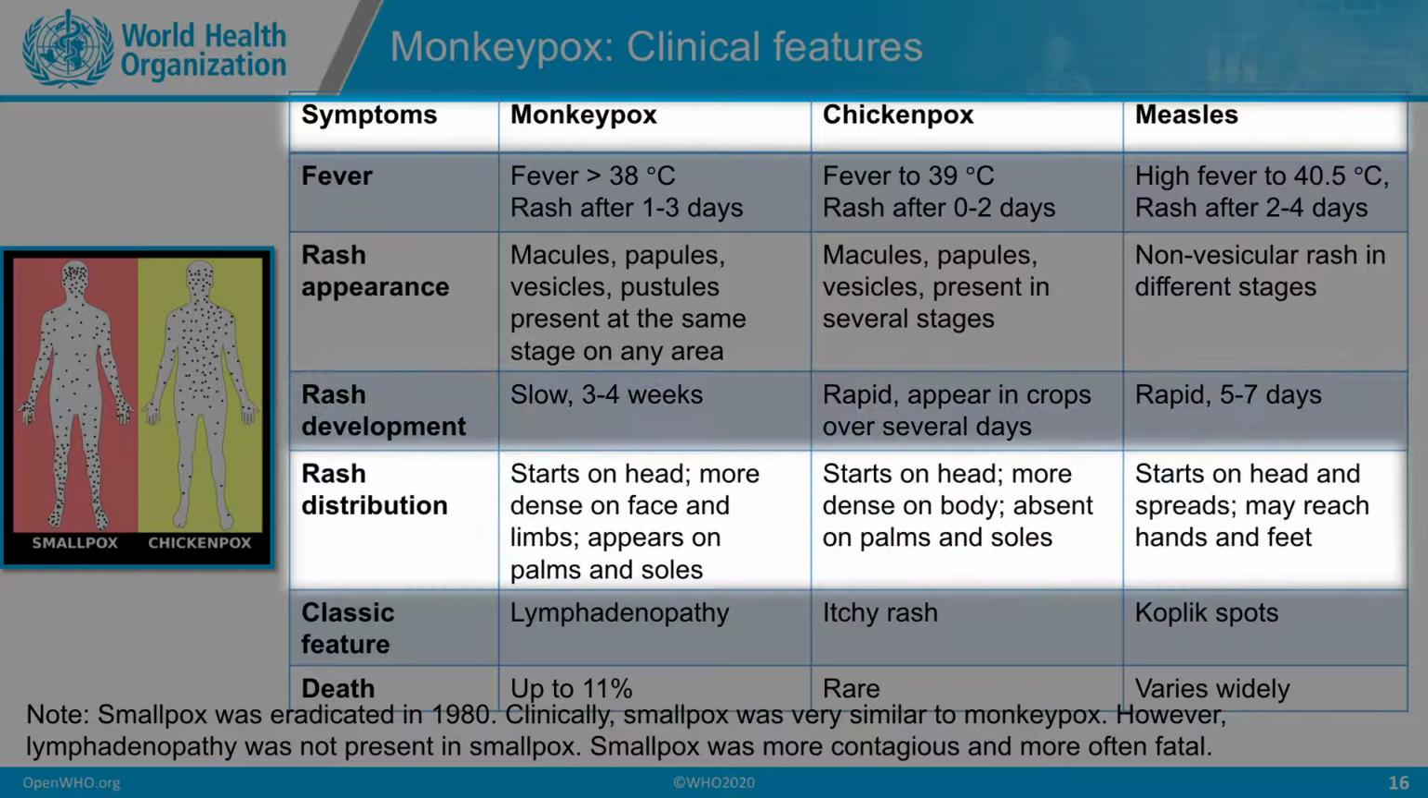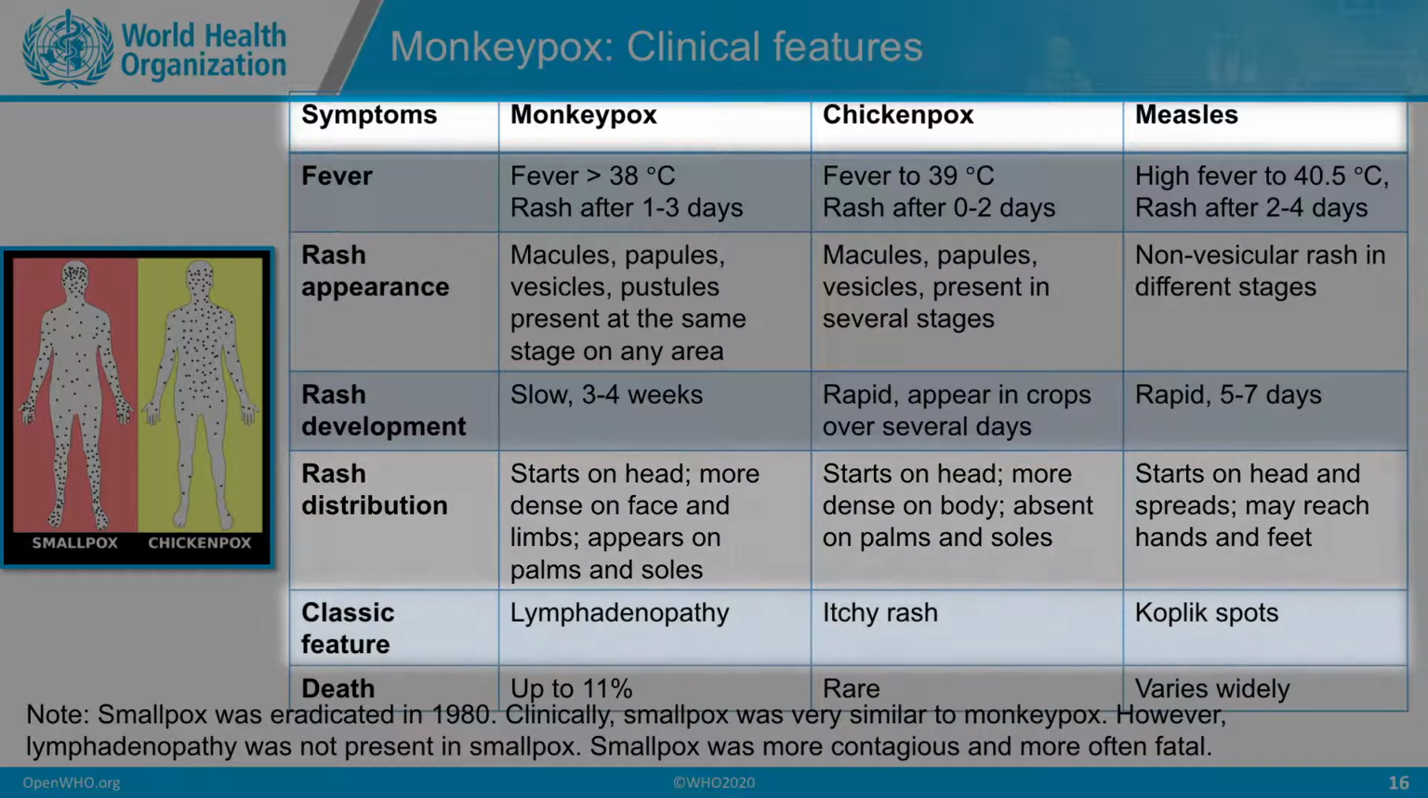The distribution of the rash tends to be more dense on the face in monkeypox and on the hands and feet. As mentioned before, it also appears on the palms and soles. This is usually absent when it comes to chickenpox, which has a rash much more dense on the body. Measles starts on the face and spreads downwards and sometimes reaches the hands and feet, but not always. As mentioned before, swollen lymph nodes are pathognomonic for monkeypox, although we do occasionally see swollen lymph nodes in measles as well.